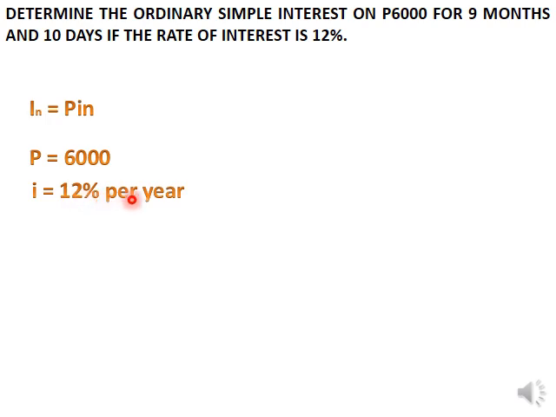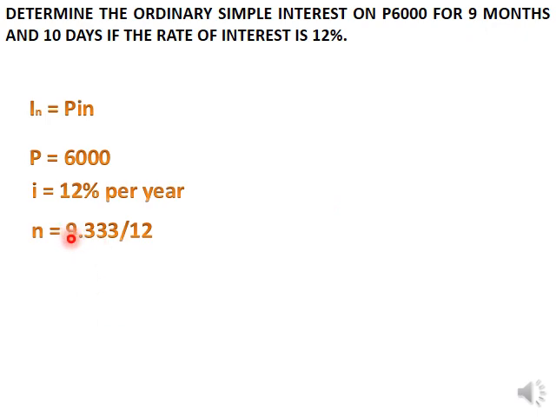Now, our N, in this case, since the interest is expressed in year, although the statement did not indicate the period of the interest, it always means per year if there is no description attached to the interest rate. So, since the interest rate is per year, then our period N must also be expressed in years. Our period here is 9 months and 10 days. So, we must express that in years.